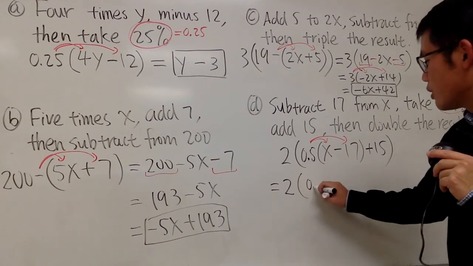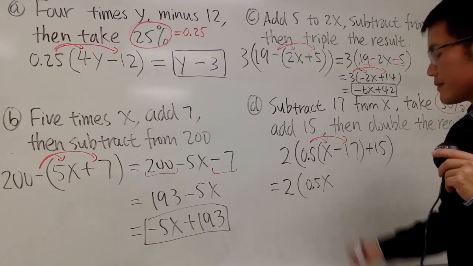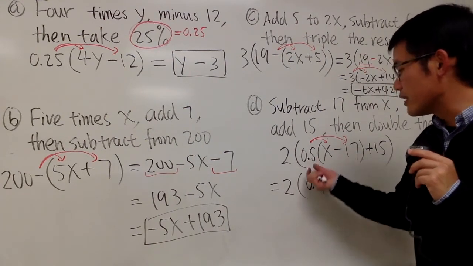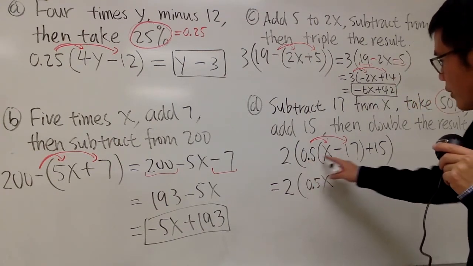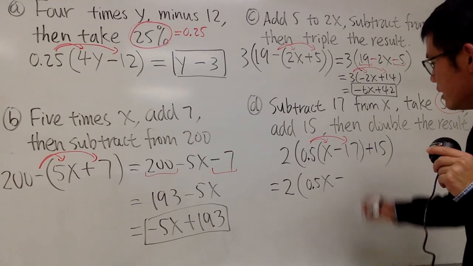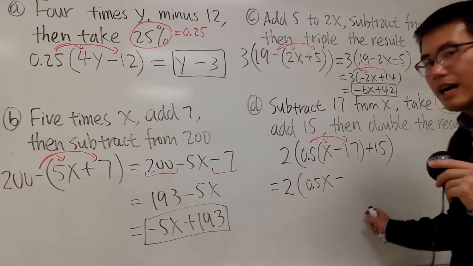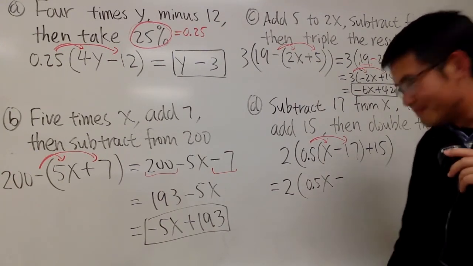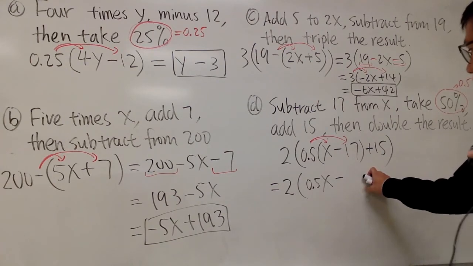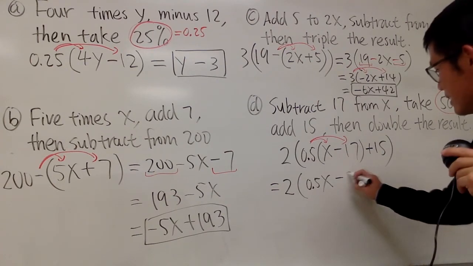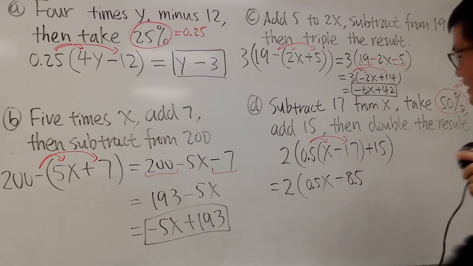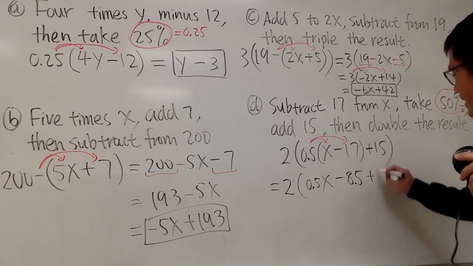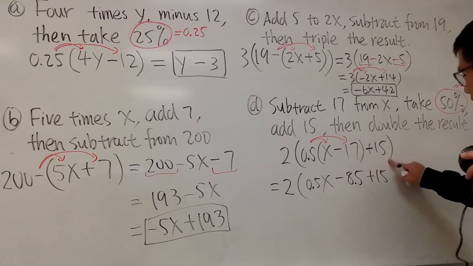This times this is 0.5x. And usually, if you put down decimal, just work with decimal, and that's totally okay. And then if you do 0.5 times that, we get negative. Man, this is a time that I wish you guys can help me. But I think I should be able to handle that. It should be 8.5. Yeah. All right, and then we have plus 15 after this.